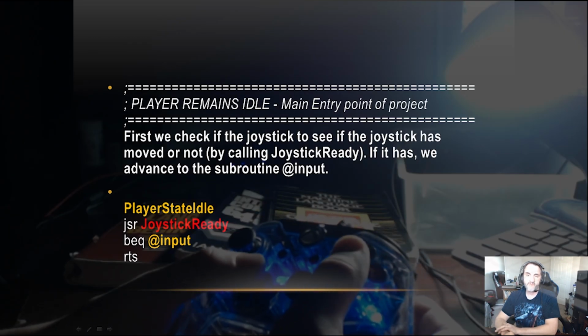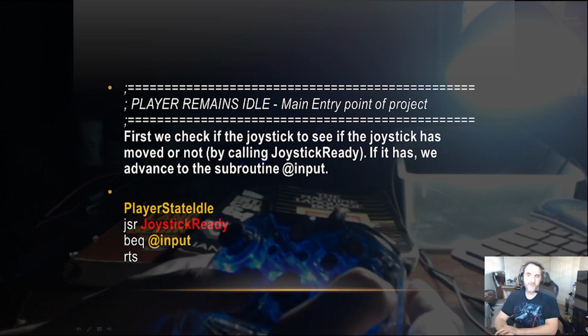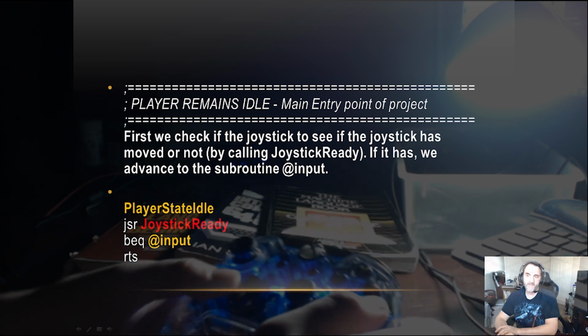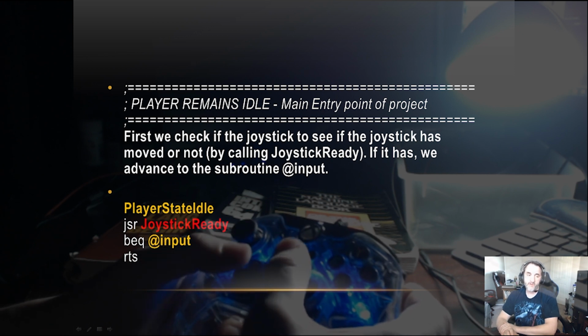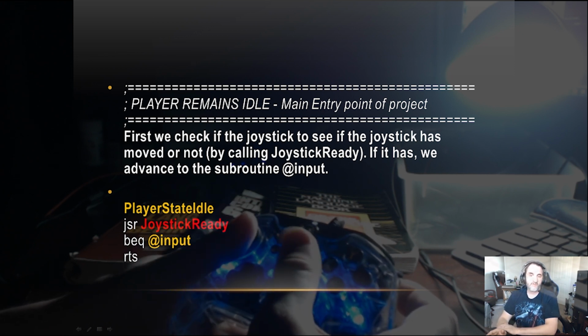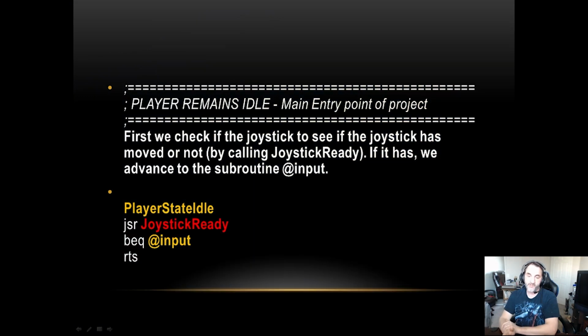So this one is if the player is remaining idle, in other words, not moving. First, we check the joystick to see if it has moved or not by calling joystick ready, and if it has, we advance to the subroutine at input. Now this is really important. I began to understand why this was necessary. If the joystick isn't moving and the map is moving and the character is moving and you're not detecting whether the screen is stopped or not, it will start throwing off the character data on the screen and it'll kind of start ripping the display. So I've learned that these are very important to keep in the subroutine.